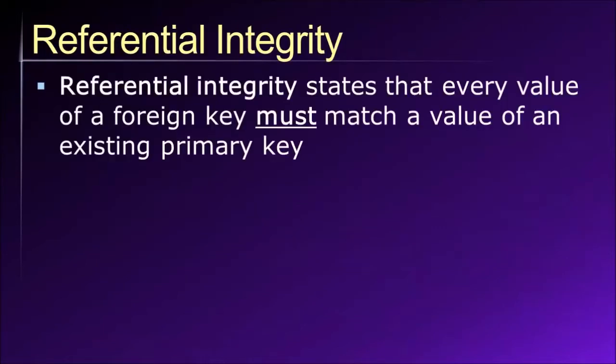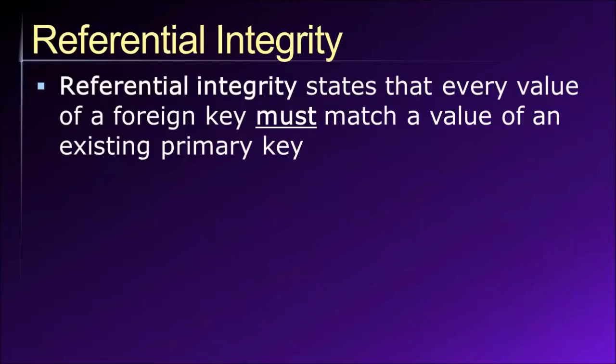One of the very useful capabilities that we gain by using these primary key, foreign key relationships is the ability to enforce something called referential integrity. Now, put simply, referential integrity means that each value of a foreign key must match a value of an existing primary key. And the database management system, in enforcing referential integrity, helps us to preserve the quality of the data in our database.